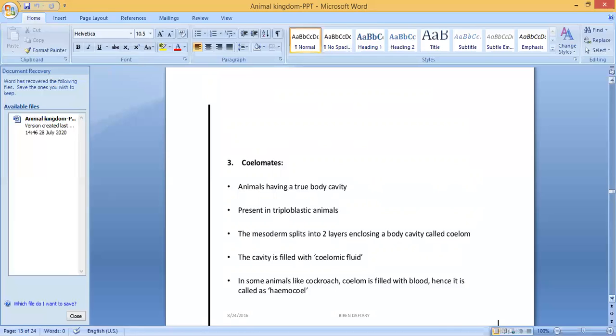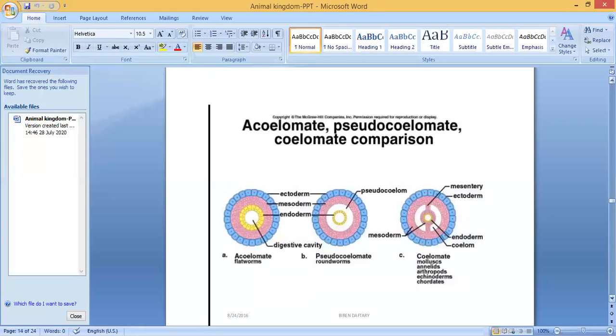You know, in the case of cockroach, there is an open circulatory system. We have a closed circulatory system because blood is flowing through the blood vessels. But cockroach has an open circulatory system. And one more point, cockroach blood is white in color because of the absence of hemoglobin. So in animals like cockroach, coelom is filled with blood. Hence, it is called as what? Hemocoel.